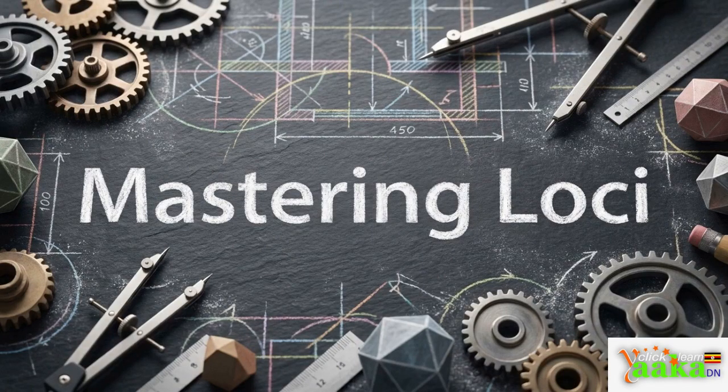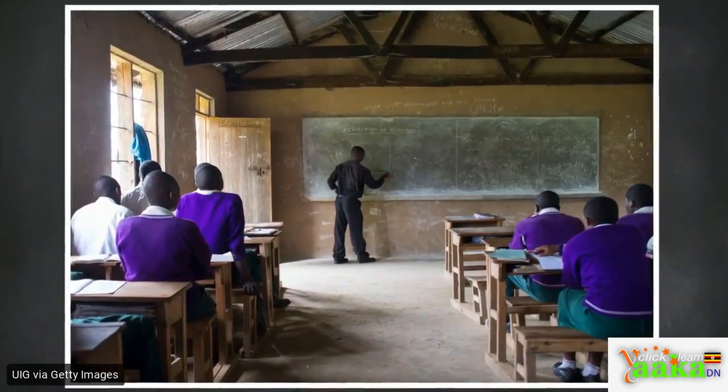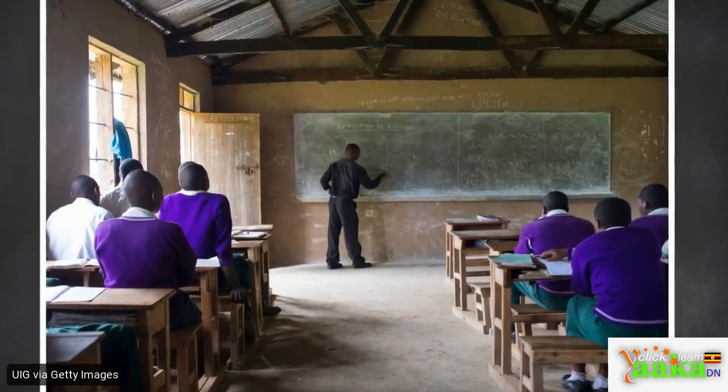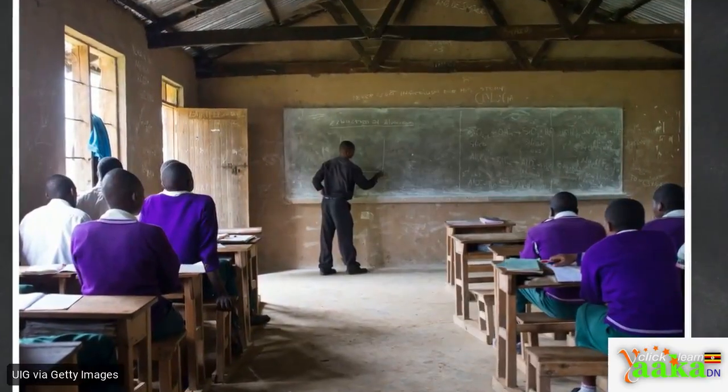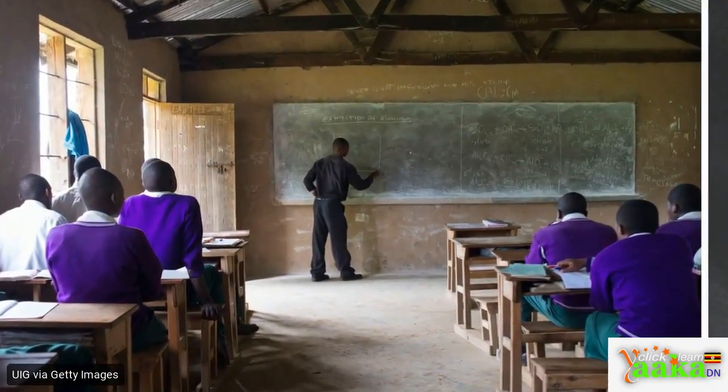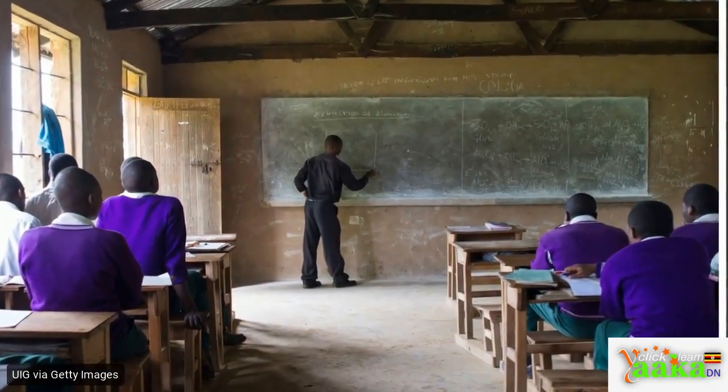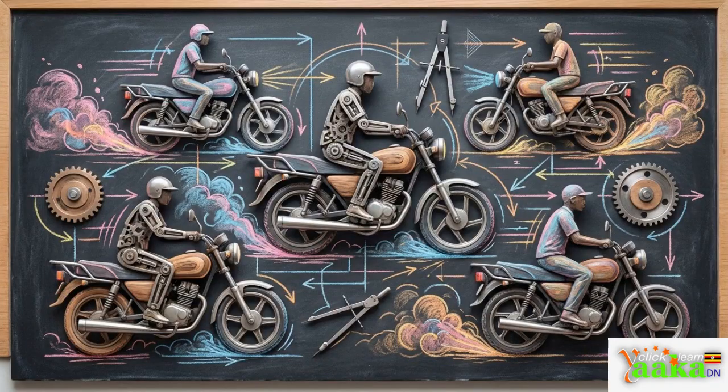Today, we are tackling a critical topic in Senior 3 technical drawing, loci. Take a look at this classroom setting. Mastering the precise geometry taught on these chalkboards is the first step toward understanding complex mechanical motion. That motion powers everyday life across Uganda.